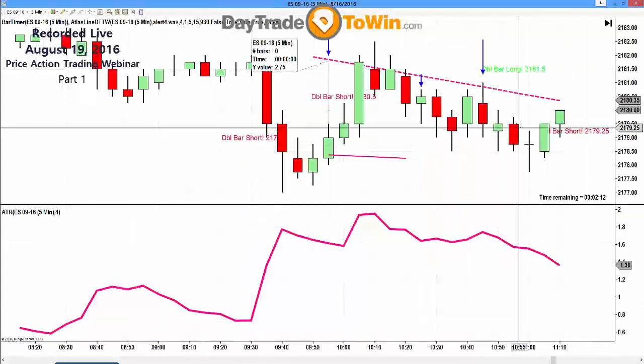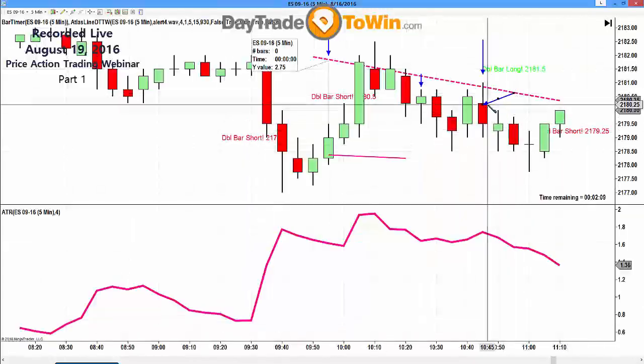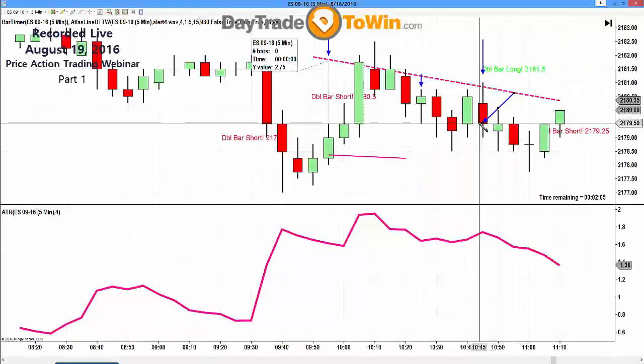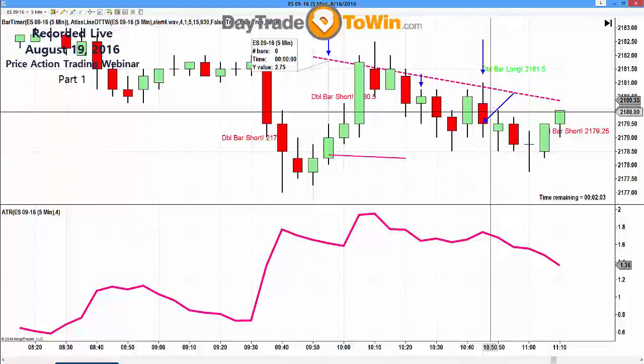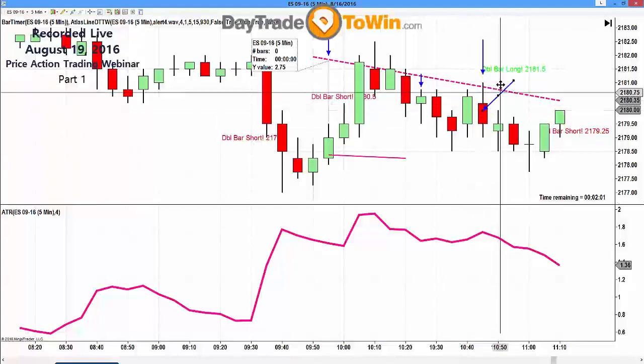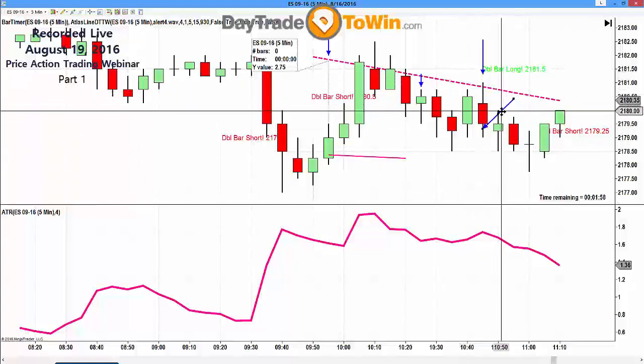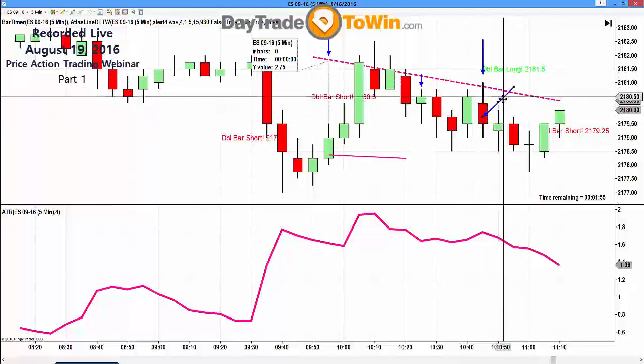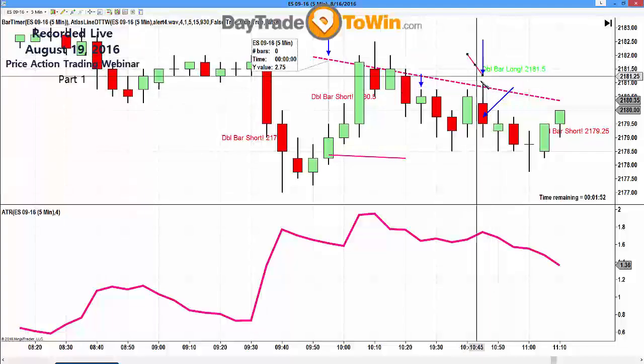This candle opened here, ran up, hit the Atlas line, and then bounced back down. Not only did it bounce back down below the Atlas line, it overtook its opening price. It's a lower close than open. This indicates that the sellers are in control after hitting some type of resistance.